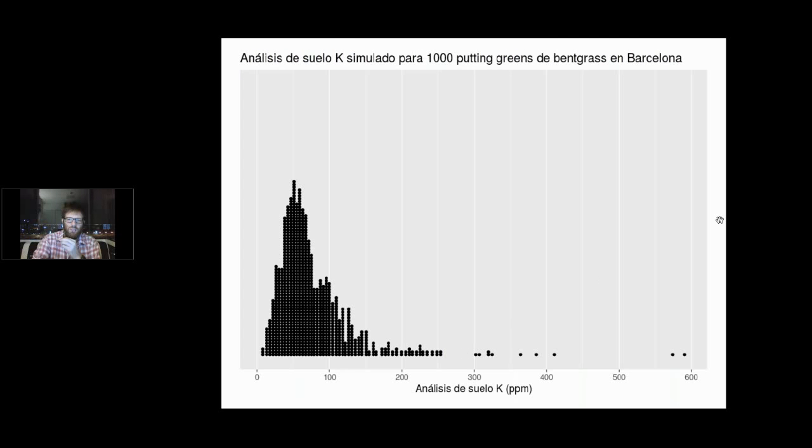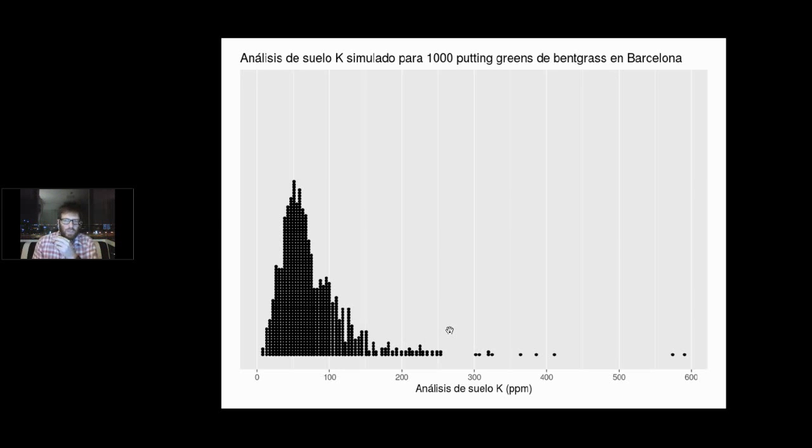So here's 1,000 greens. Each one of those little black dots is the potassium in a single green. This is simulated based on how the soils are in good performing turf as measured in the Global Soil Survey. In the Global Soil Survey for potassium, most of the samples were less than 100, less than 150 parts per million, but some of them go all the way up to 200, 300. It's not impossible even to have some at 500 or 600 parts per million.